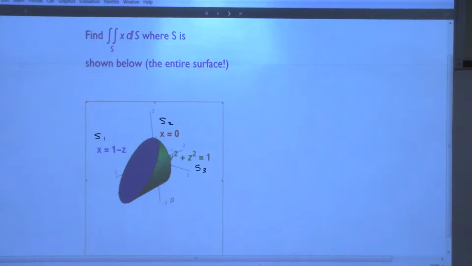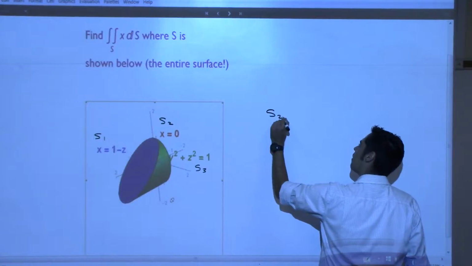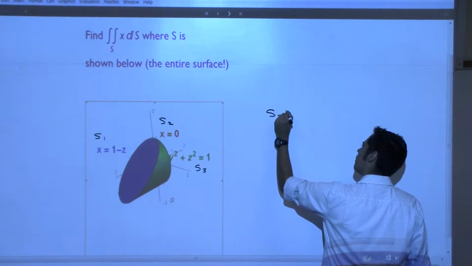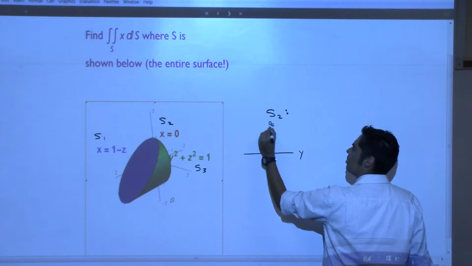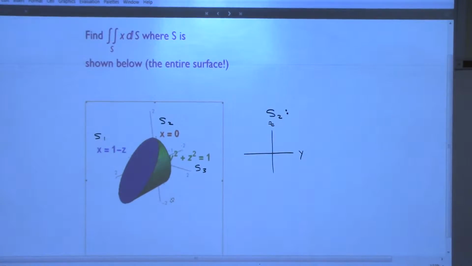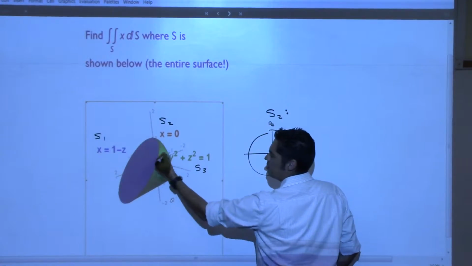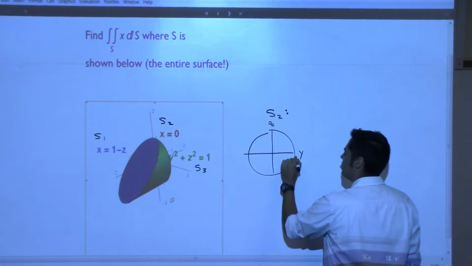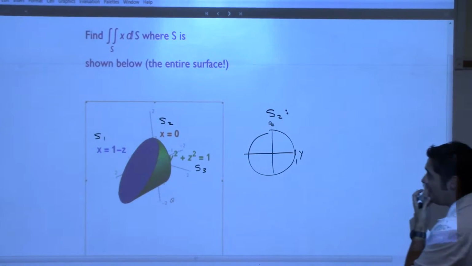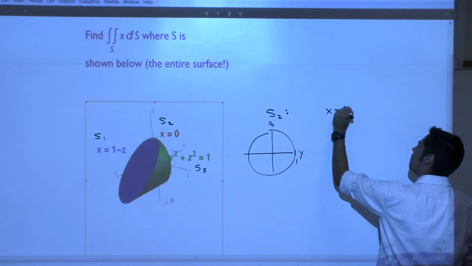So what about, oh, you want to start with S2? Okay. What about S2? It's in the YZ plane. Can you tell what its radius is? It's a circle, right? It's 1, and you know that because this right here, the green one, look at the equation of it right here, right? The radius is 1. So you know this has a radius of 1. The equation of that is x is 0, right?